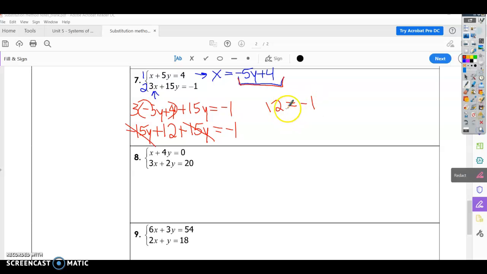So we know that 12 does not equal negative 1. That's not true. That's never going to be true. So that means there is no solution. That means that these lines are parallel, and if you were to graph them, they would have the same slope. No solution, and you may see that as the null set as well.